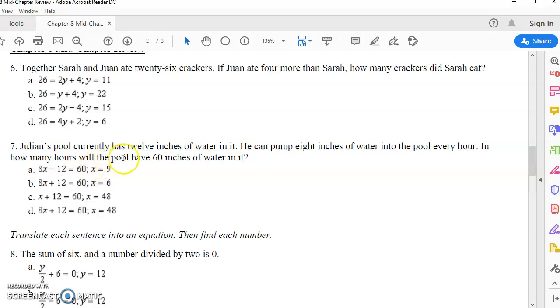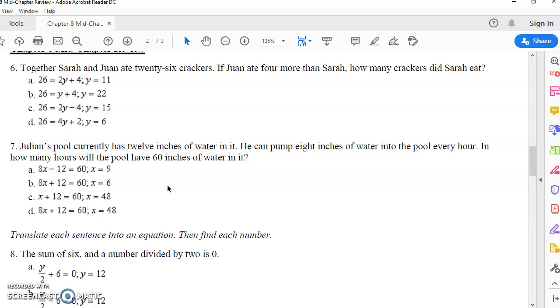Julian's pool currently has 12 inches of water in it. He can pump 8 inches of water into the pool every hour. How many hours will it take for the pool to have 60 inches of water? So what do we know? We know that he pumped 12 inches of water into the pool. It says he can pump 8 inches of water into the pool every hour. So how many hours will it take for the pool to have 60 inches?